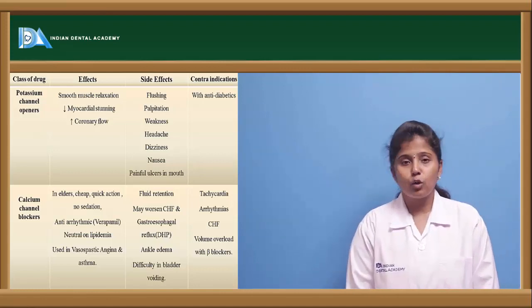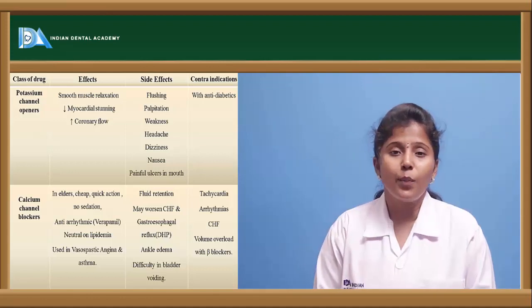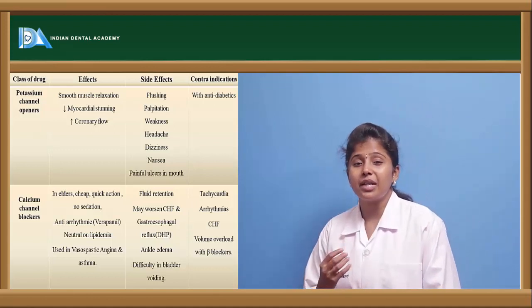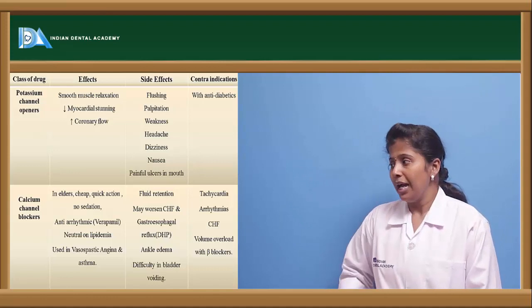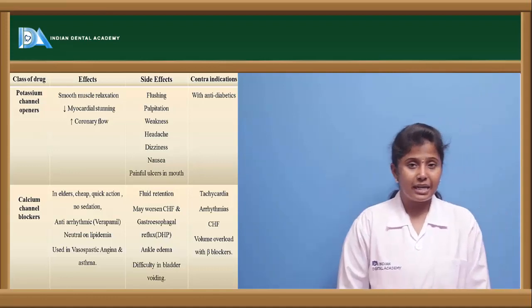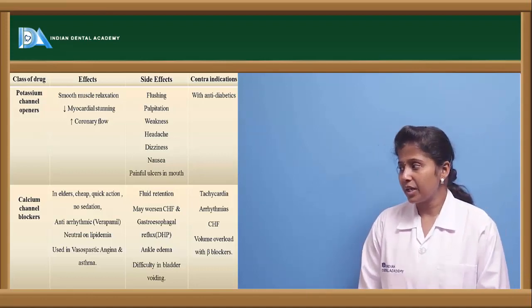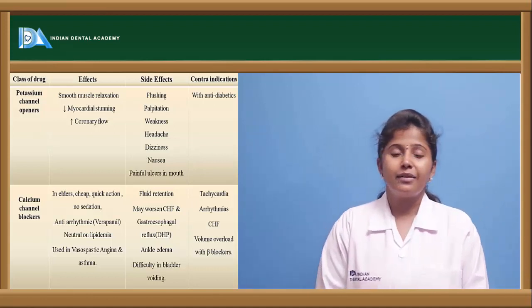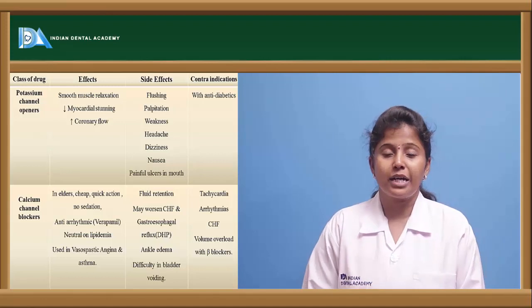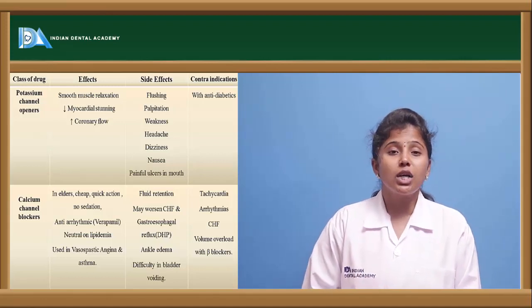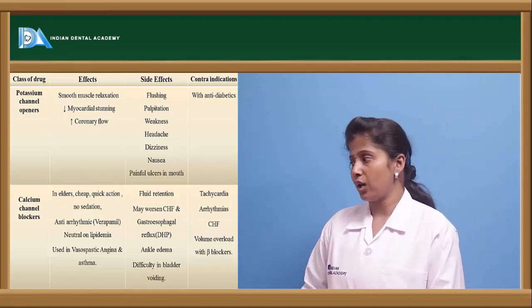The calcium channel blockers. These calcium channel blockers are very cheap, in the sense they are very affordable, and they are better used as anti-arrhythmics. The drug called verapamil is very useful in arrhythmia conditions, and these drugs are used even in vasospastic angina, the angina which is caused because of the spasm of the vascular tissue.